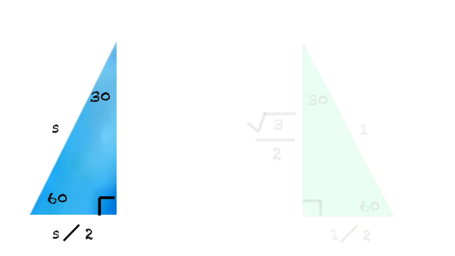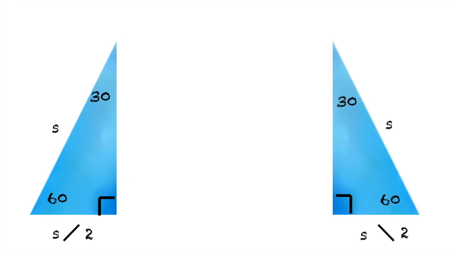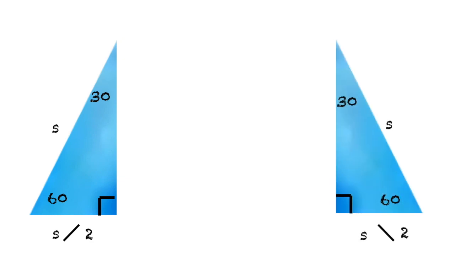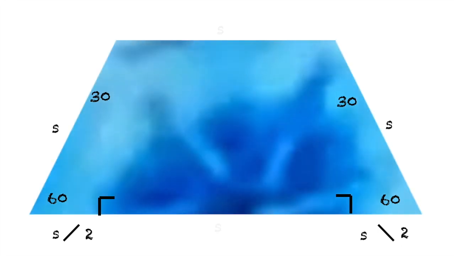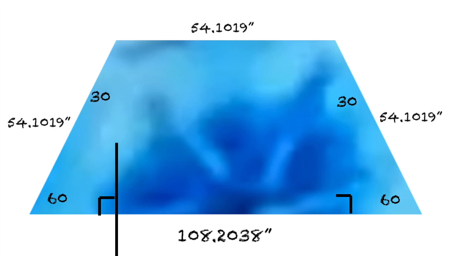But when we look at the other triangle, the bottom side is also 1 half of the side length of the hexagon. And since we have a rectangle in the middle, these two sides are equal, and the whole bottom side is twice the top side, or 108.2038 inches. Additionally, the height of the trapezoid is root 3 halves of the side length, or half of our original measurement, which is 46.8536 inches. Now we can plug those values into our area formula.